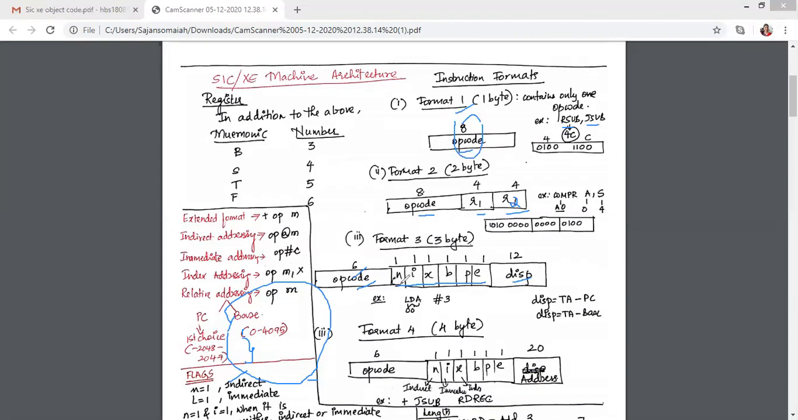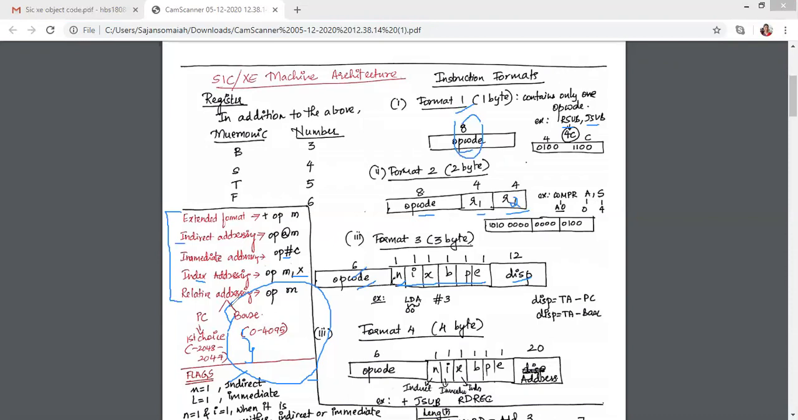You have different kinds of addressing modes, right? Here I have included different kinds of addressing modes. Extended format, which is plus, is not an addressing mode, we will come to it. Indirect addressing mode is represented by an @ sign. Immediate addressing mode is represented by a hash sign. Index addressing mode is represented by X. And relative addressing mode is represented by M, that is, a label, a memory location.